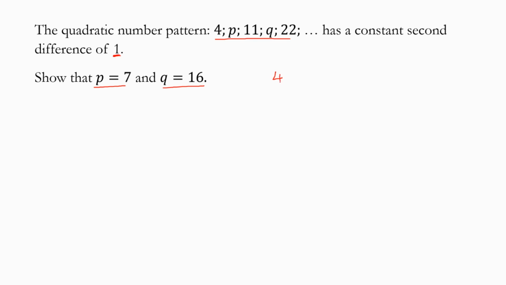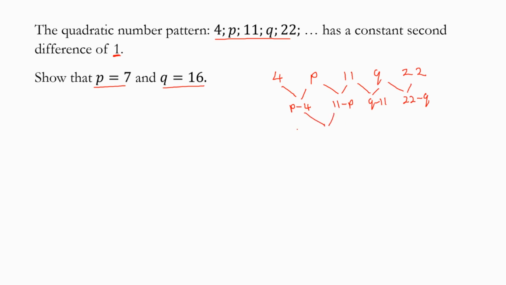We have 4, p, 11, q, and 22. These are the terms of the sequence. So let's do the first differences. The first difference is p minus 4. And the next first difference is 11 minus p. And then we have q minus 11, and then we have 22 minus q. Okay, and then let's do the second differences.